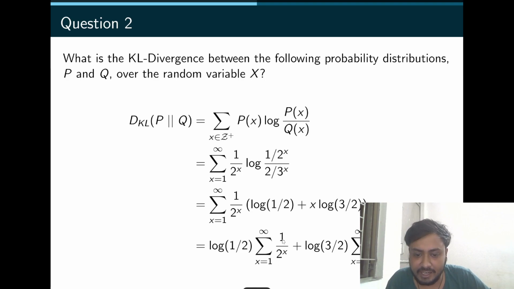So the series starts with half. It's like 1 by 2 plus 1 by 4 plus 1 by 8 plus 1 by 16 and so on. So how do you calculate that sum? Can anybody tell?